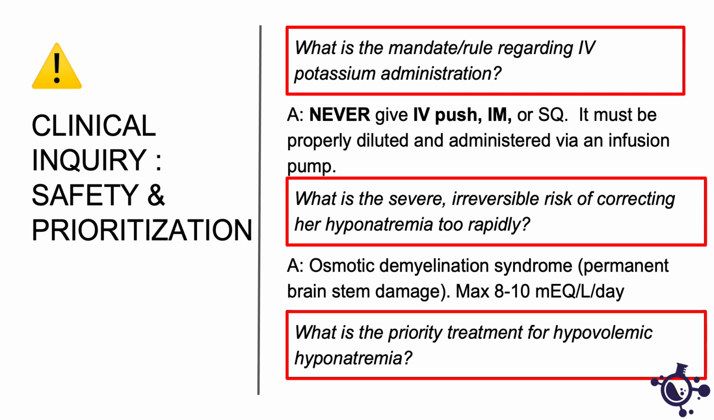And then identify the priority treatment for her specific type of hyponatremia, which is hypovolemic hyponatremia. So what would be the priority treatment here? Yeah, fluid replacement, right? And so we want to treat the hypovolemia first and see if that will then correct the hyponatremia. So we want to give fluid replacement first, okay?